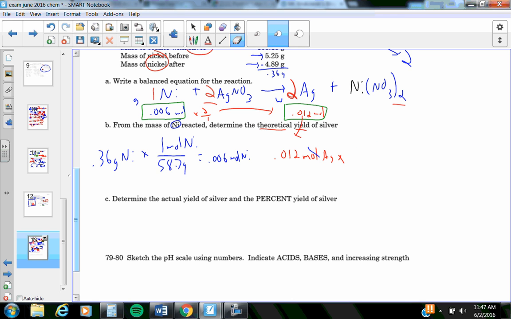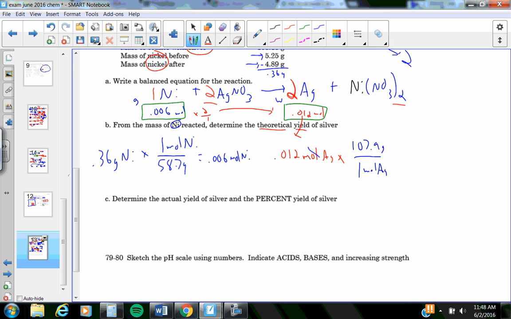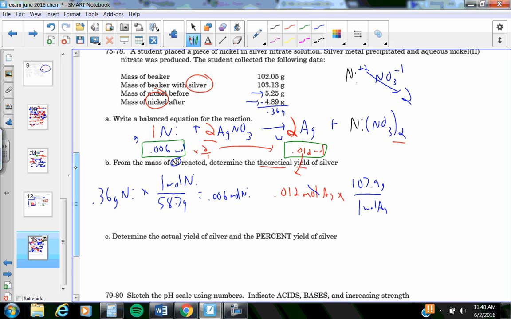I'm going to backtrack. 1 mole of silver is, gotta go look again, 107.9 grams. 107.9 times 0.012 equals, we should only get 1.29 grams of silver. Theoretically.